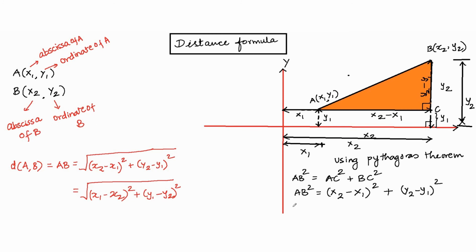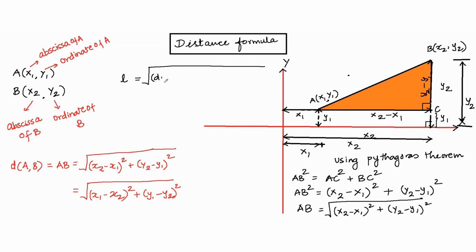the whole square. And therefore, I can say that square on the left hand side would become square root on the right hand side. Therefore, the length of AB becomes under root of x2 minus x1 the whole square plus y2 minus y1 the whole square. In short, if I were to write this in plain English, I would write it as follows. The distance between any 2 points is given by the square root of the difference in their x coordinates square plus the square of the difference in their y coordinates, right?